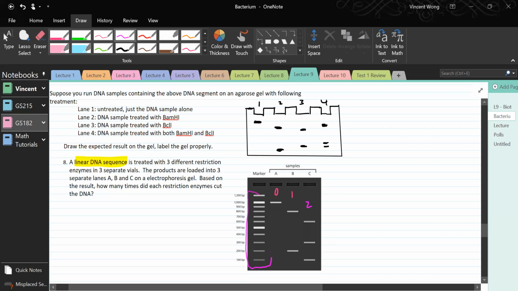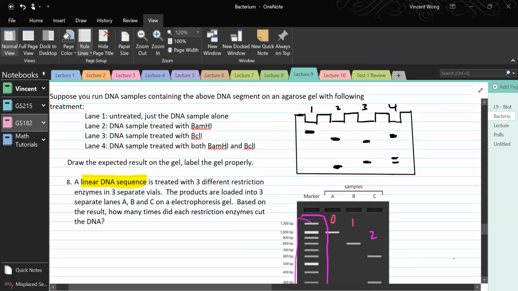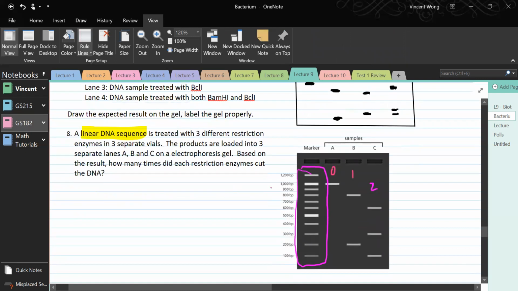Someone tell me what is the purpose of the markers here? Why do we have the markers? BP is a base pair. So what do we use the markers for? You can actually buy the markers, again, of all places, online. The markers come with a bunch of DNA fragments of known size.